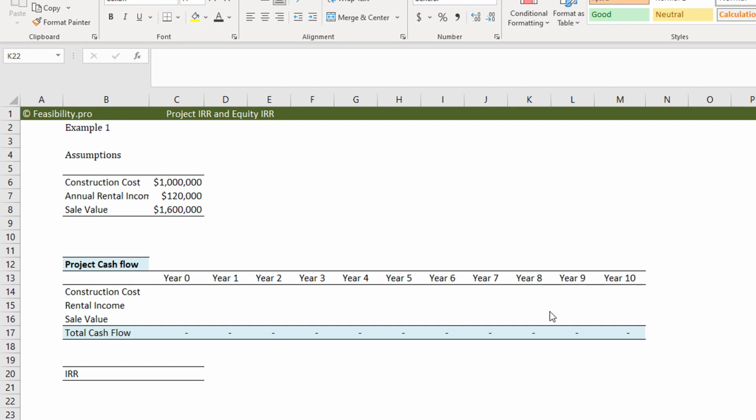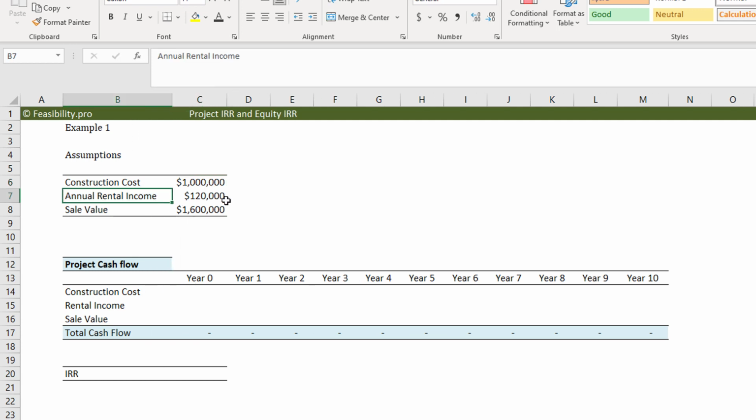So let's get started. Here is a simple Excel example which we will be exploring to calculate the project IRR and equity IRR. It is a very simple problem where we have a very simple set of assumptions. I have a project where the construction cost is, say, 1 million and it generates an annual income of 120,000 USD, and at the end of the 10th year I'm going to sell this project for 1.6 million.